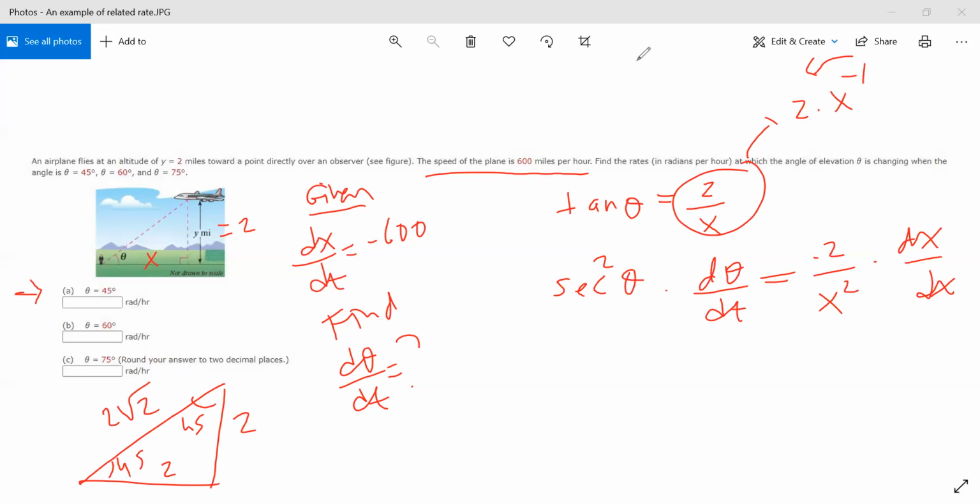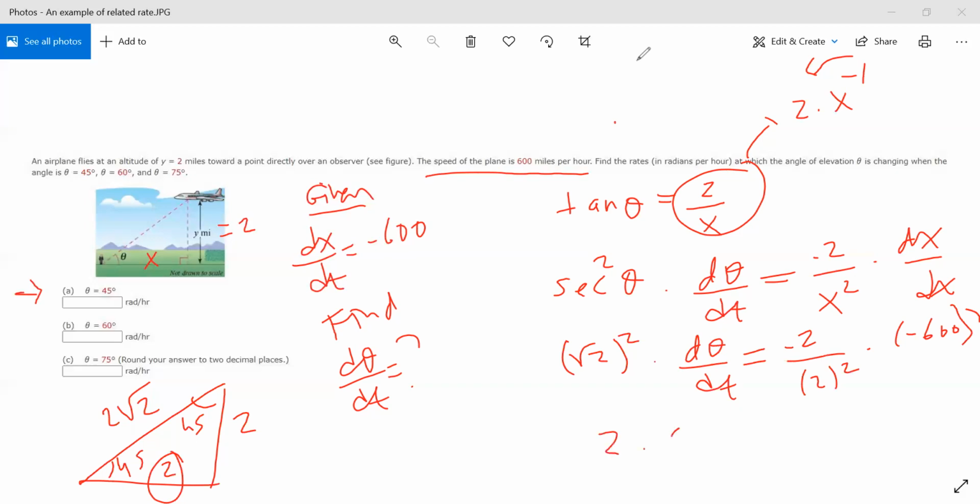Special triangle. Now the secant is the reciprocal of cosine, right? And cosine 45 will be 1 over square root of 2. So the secant will be the reciprocal of that, root 2. So then we'll have root 2 squared times d theta over dt equals negative 2 over, and x is 2, right? x was this value here. So that's 2 squared times negative 600. That's dx over dt.